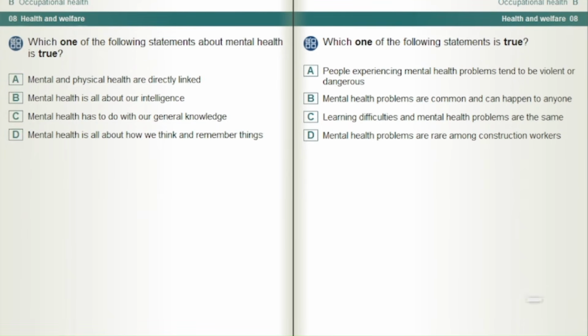Which one of the following statements is true? People experiencing mental health problems tend to be violent or dangerous. Mental health problems are common and can happen to anyone. Learning difficulties and mental health problems are the same. Mental health problems are rare among construction workers.